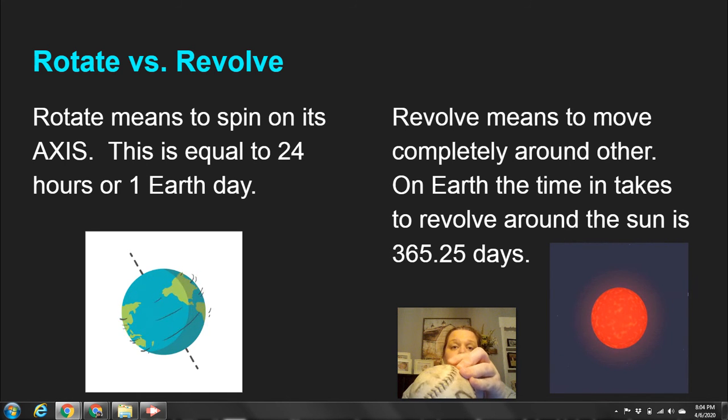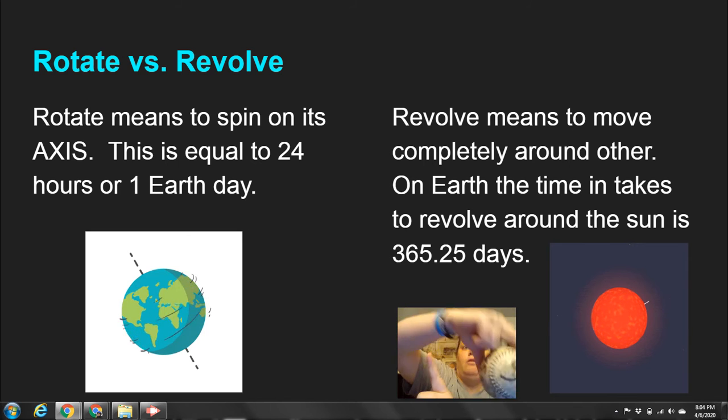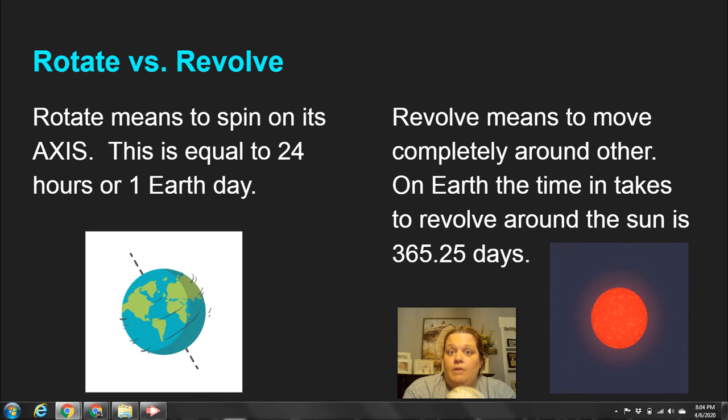Now, when we talk about Earth, that is 1 Earth day, 24 hours. That is rotating. You're just spinning around and around in your chair. Then you have revolve. Revolve is the bigger one. It means that you're actually making a complete revolution around whatever object. It's like if I was standing right here and I had people moving around me. They are revolving. When we talk about Earth, it revolves around the sun, and it takes 365 and 1/4 days to make one complete revolution around the sun.